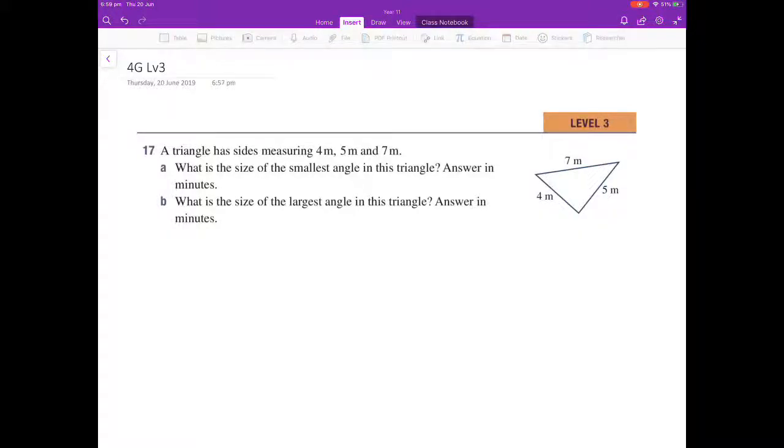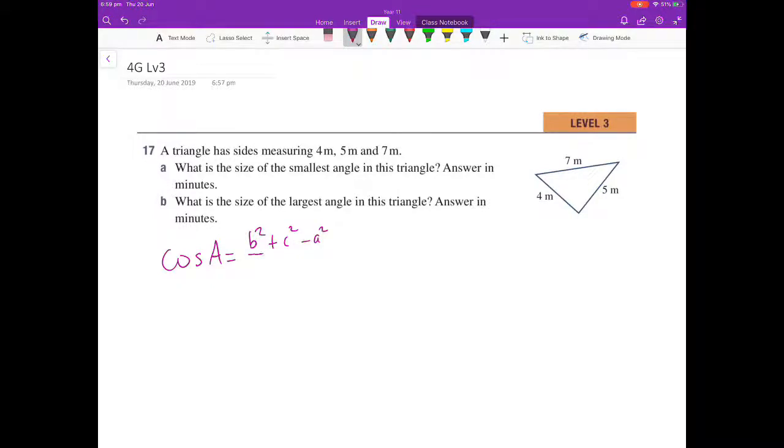Okay, here we are looking at the cosine rule. So this means we're going to have three sides and an angle for each of our questions. These ones we want to know the smallest and the largest angle. First, just going to grab our rule so we know what we're looking at for all of them.